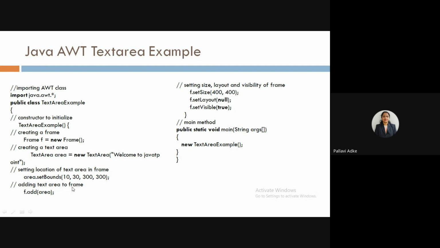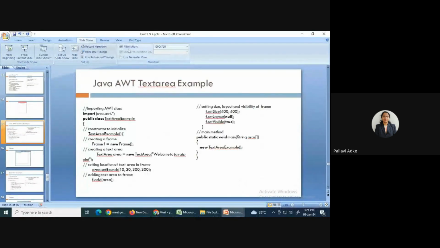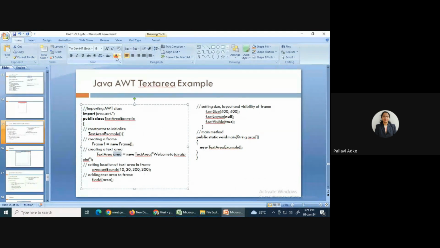Okay, now adding that text area to the frame: f.add(area). Now look at these things. Here you have created this object, and the same one we are going to set the bounds for. The same name should be over here, and add that onto the frame. Again, this name should be the same. Is it clear? Now f.setSize(400, 400), f.setLayout: the S, L and V should be capital while writing the program. f.setSize(400, 400), f.setLayout(null) and f.setVisible(true).